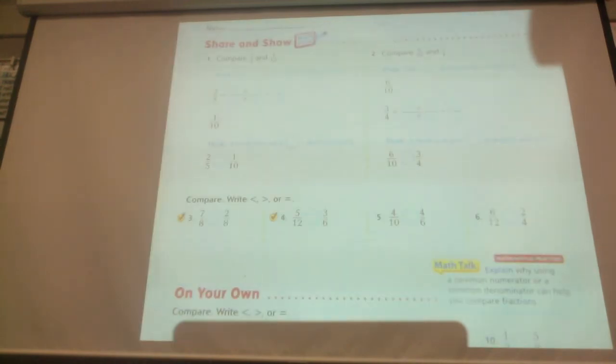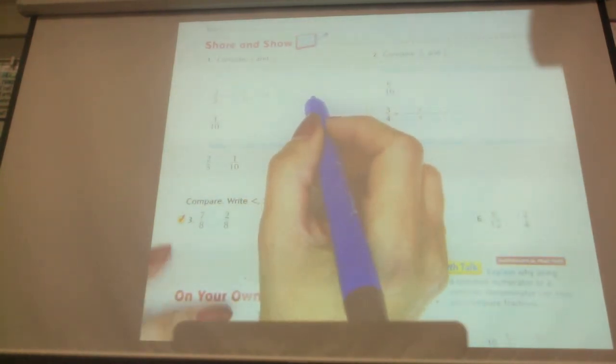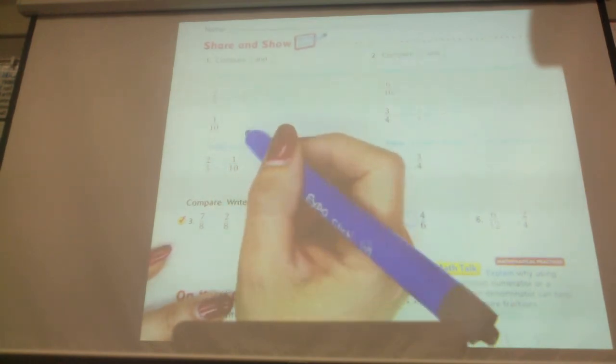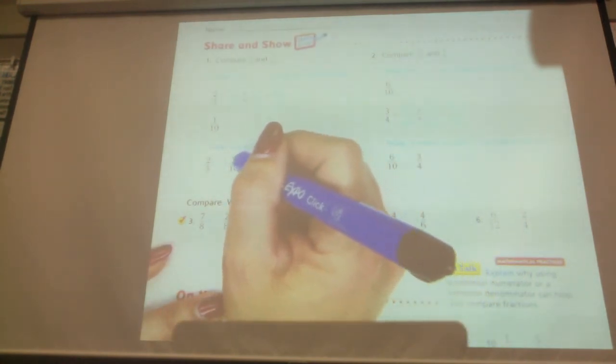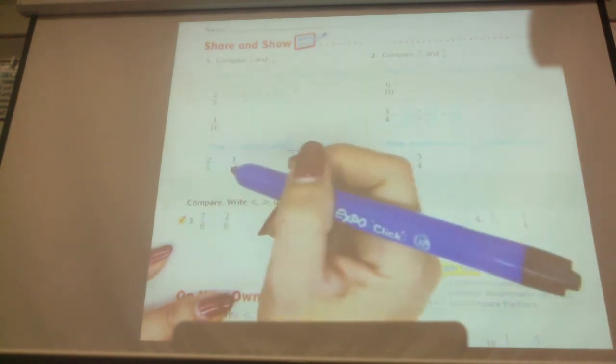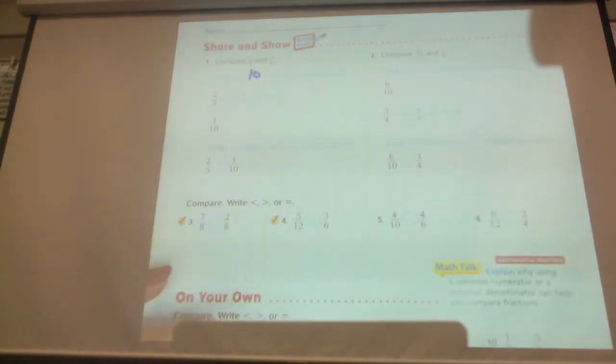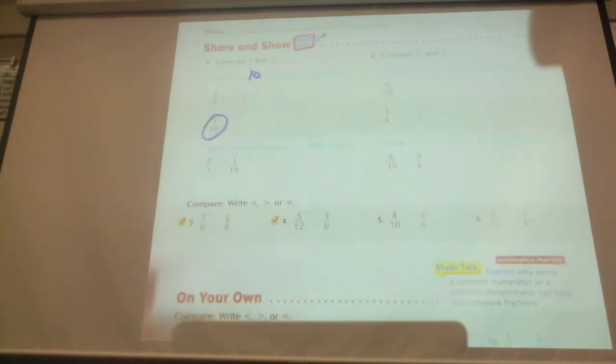Number 1 says compare 2/5 and 1/10. They've decided for you that you should use a common denominator. And what would the common denominator be that we should use for 2/5 and 1/10? What do you guys think we should use as a common denominator? What do you think, Ronnie? 10, right? Because 5 can go into 10 and 10 can go into 10. So they brought down the 1/10 because you don't need to change that.